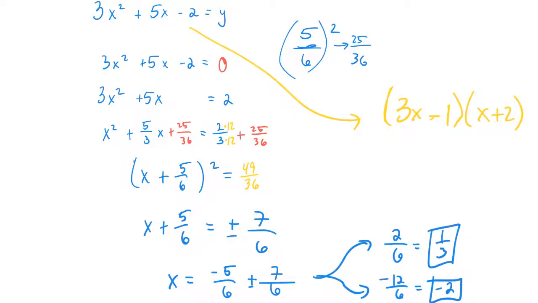How do you get 5/6? Right here, Seth? Yeah. Whatever this is, remember we took half of it, and half of this was 5/6, and then we squared it to get this. This will always turn out to be that. And if you do the math, think of this as x plus 5/6, x plus 5/6. If you FOIL it out, you're going to end up getting 25 over 36, because we multiply 5/6 by 5/6, and then 5/6 plus 5/6 is 10/6, which is 5/3. So it's just a technique that always works, Seth.